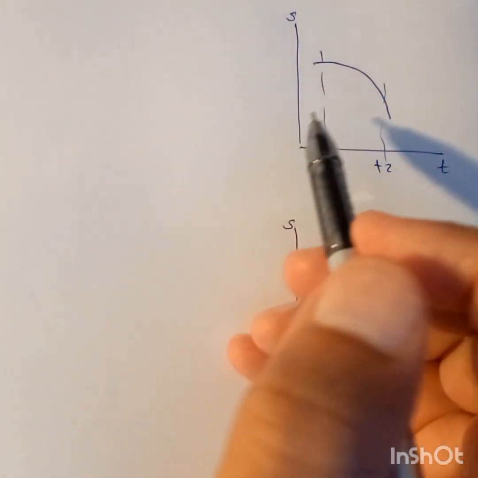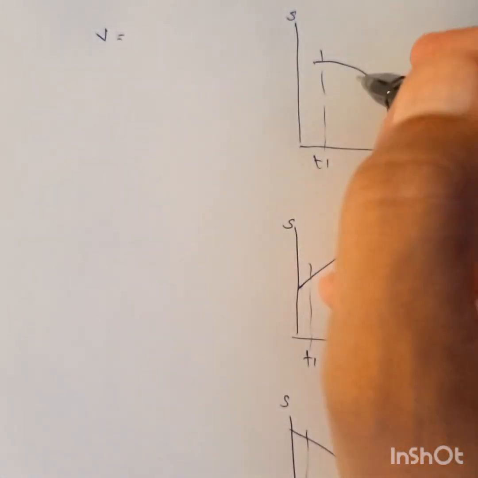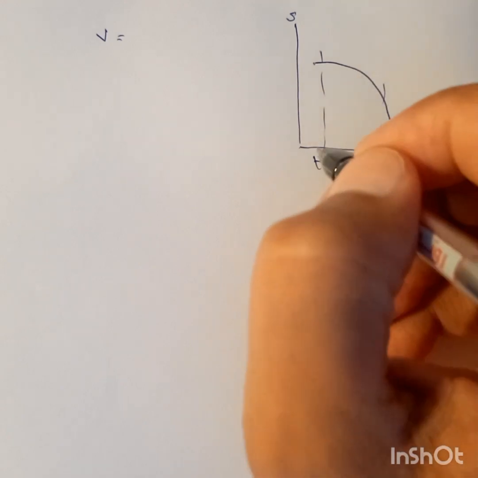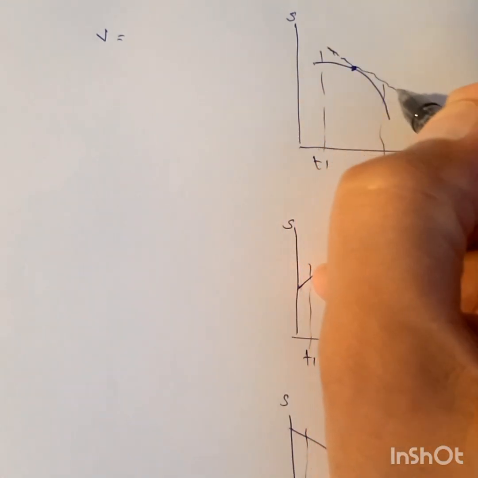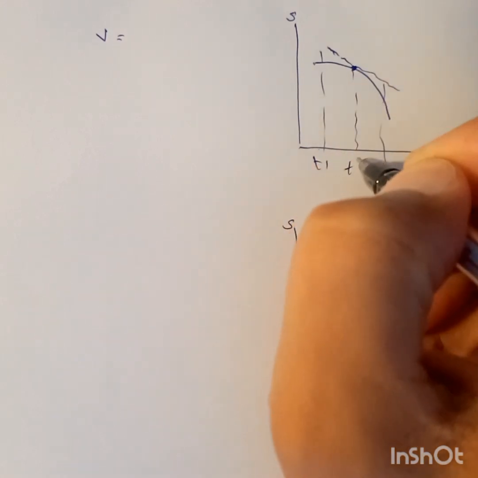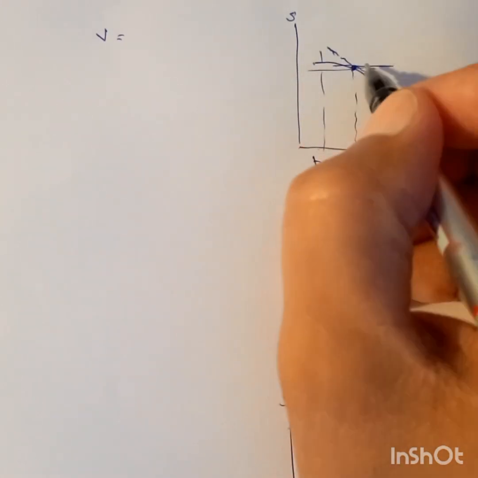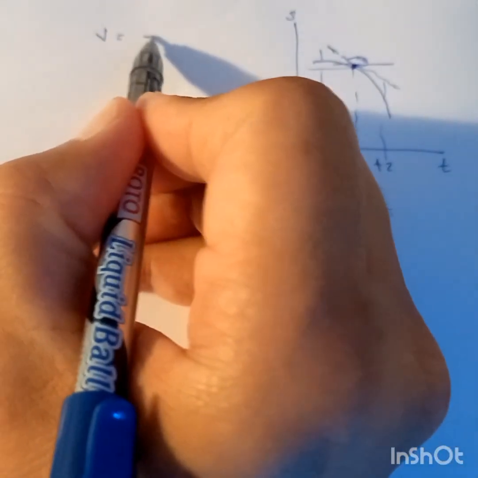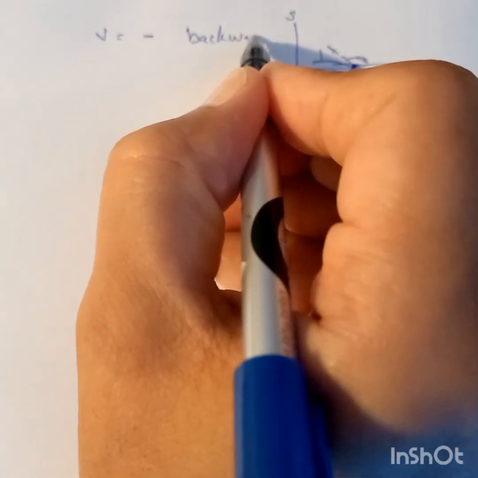Now we have to study another set of ST curves. We have this one here, and we have to find the velocity. Velocity is the slope of the tangent at any moment between t1 and t2. Here, for example, at t dash, we can draw this tangent. This angle is obtuse, then v is negative, so we have backwards motion.